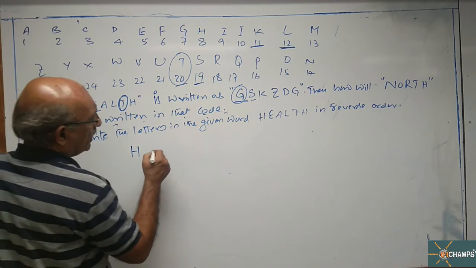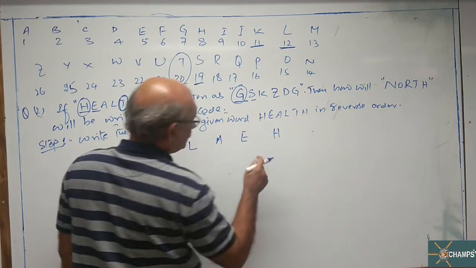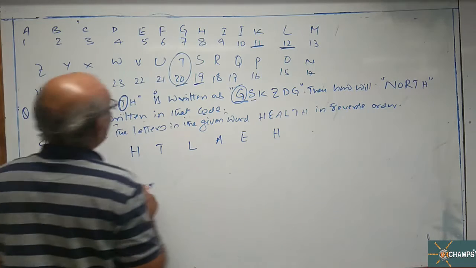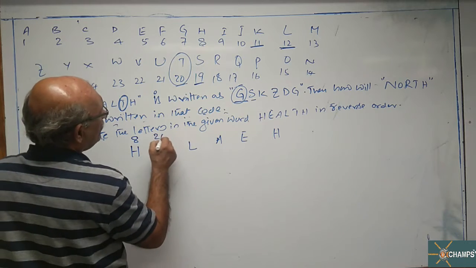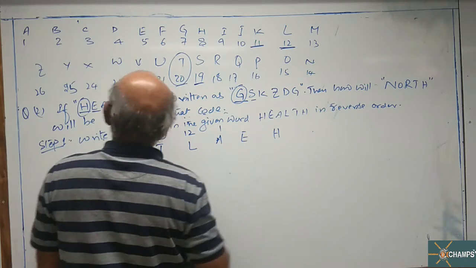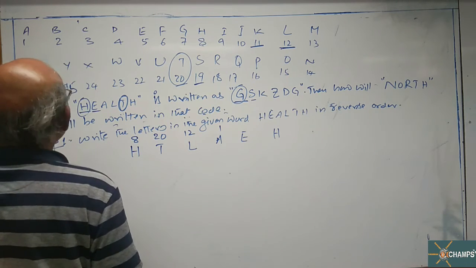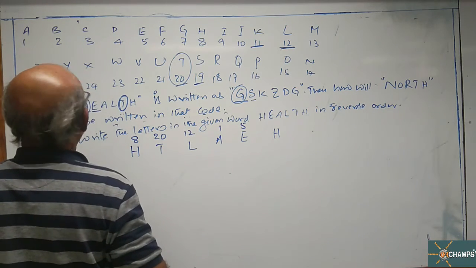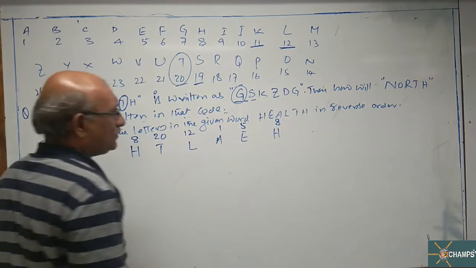So when I write in reverse order, HTLAEH. 1, 2, 3, 4, 5, 6. Now write the numericals for this. 8 is the numerical assigned for H. For T, 20 is the numerical assigned. For L, 12. For A, 1. For E, 5. For H, 8.